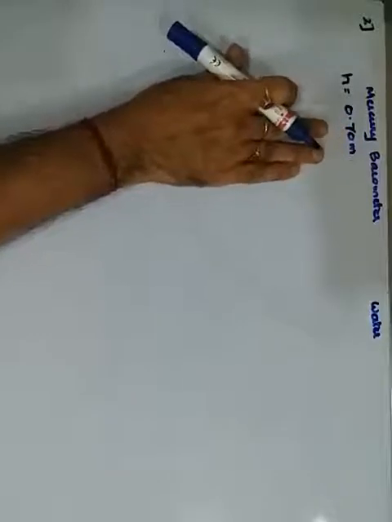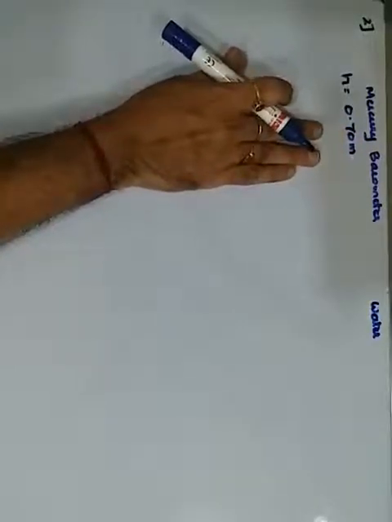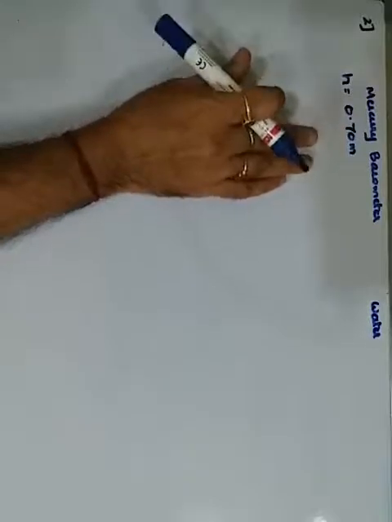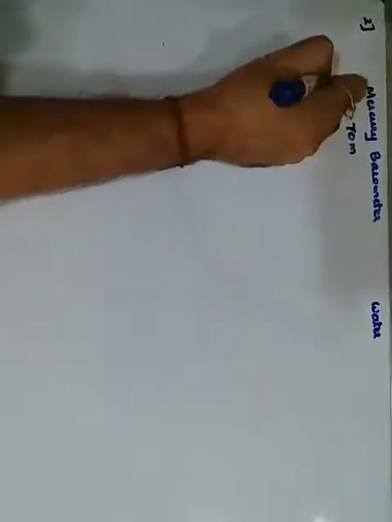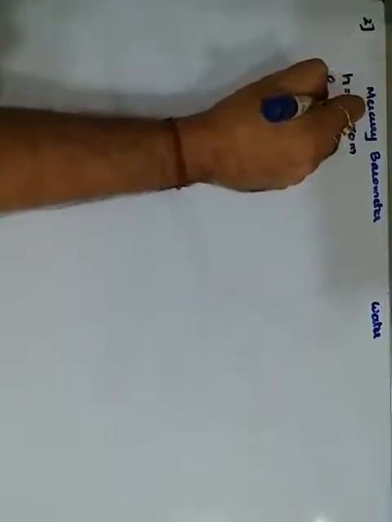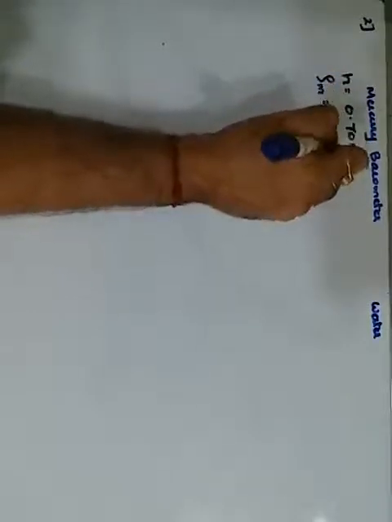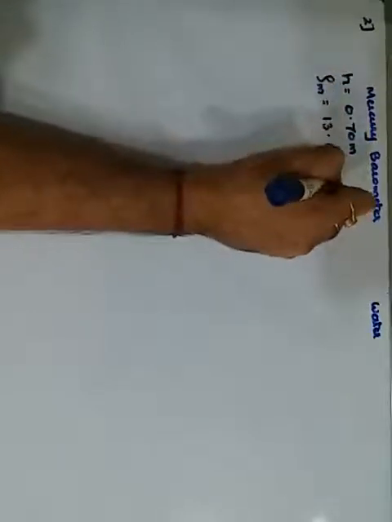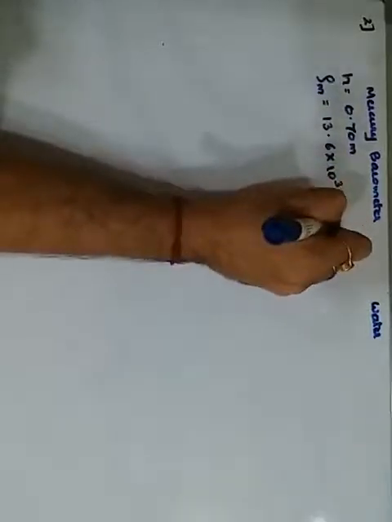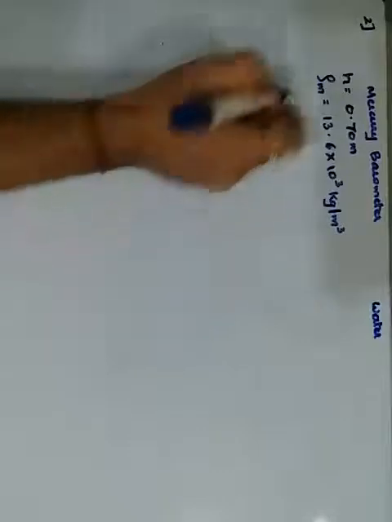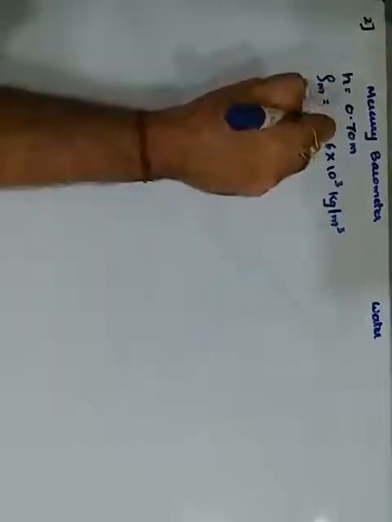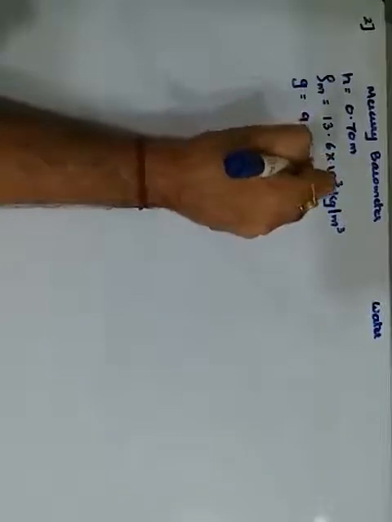So first, what I am doing is trying to find the pressure when it is a mercury barometer. The height is 0.70. If the mercury in the barometer is replaced by water, take the density of mercury. Density of mercury is given as 13.6 into 10 raised to 3 kilogram per meter cube. And g is always the same, 9.8 meters per second square, as we used previously.